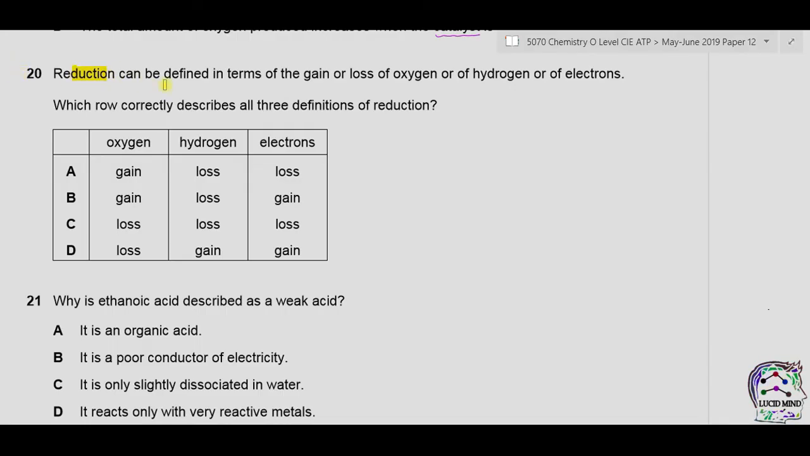Question 20. Reduction can be defined in terms of gain or loss of oxygen or of hydrogen or of electrons. Which row correctly describes all three definitions of reduction? Now you should remember that reduction is actually loss of oxygen. It can also be defined as gain of hydrogen or gain of electrons. So it is loss, gain and gain, so therefore the answer is D.